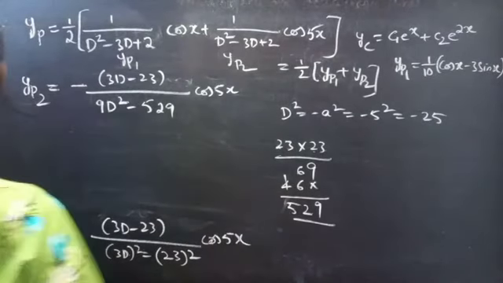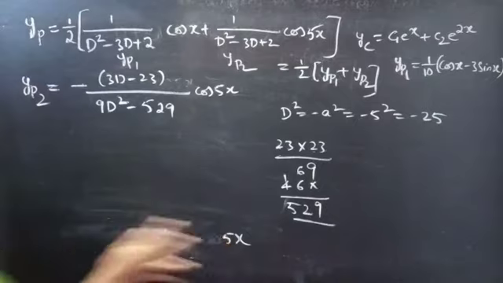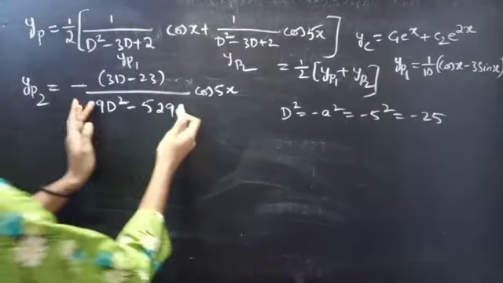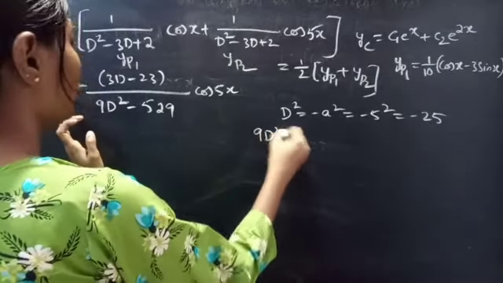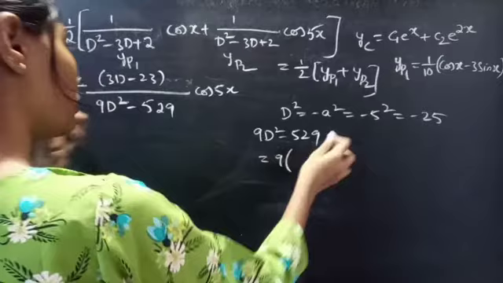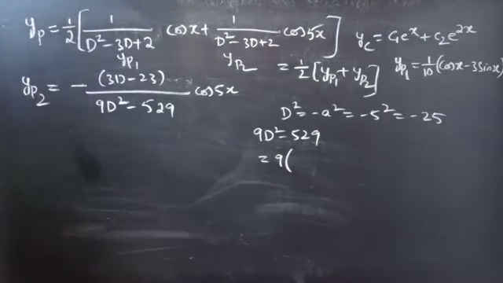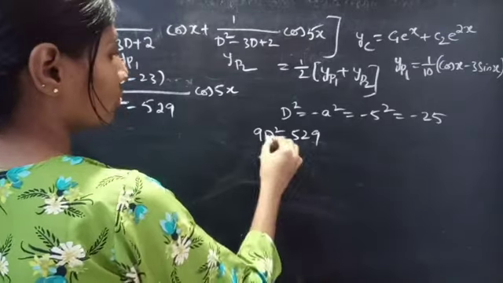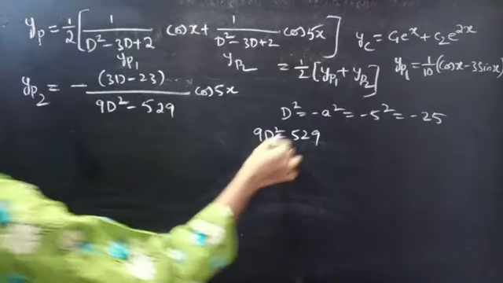Now let's see what happens if we replace D square by minus 25 in the denominator. I'm just going to consider the denominator 9D square minus 529. Now we'll check whether I'm going to get equal to 0 or not equal to 0 by replacing D square by minus 25.